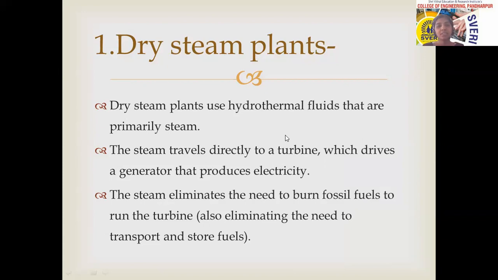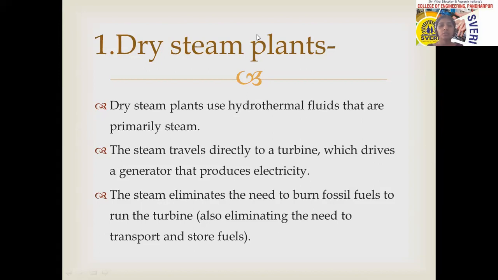The steam eliminates the need to burn fossil fuel. That means because of that steam, no fossil fuel or any other raw material is required to generate that amount of steam. The steam coming from underground is freely available in nature. If we do not use it, that steam may get wasted. So for that reason, the steam eliminates the need to burn fossil fuels, and it is utilized to run the turbine.